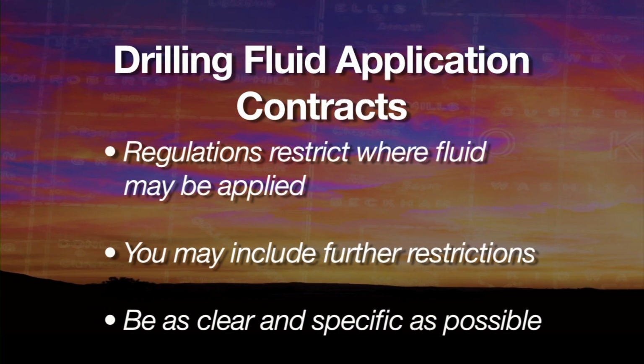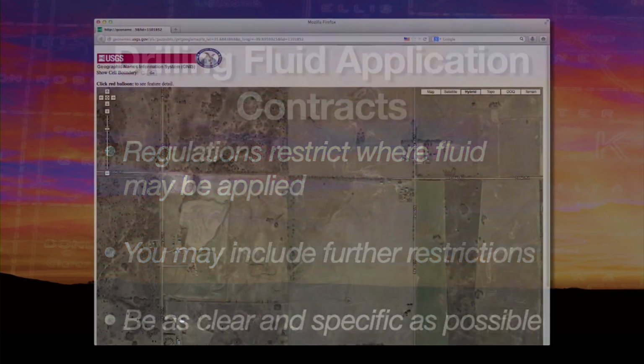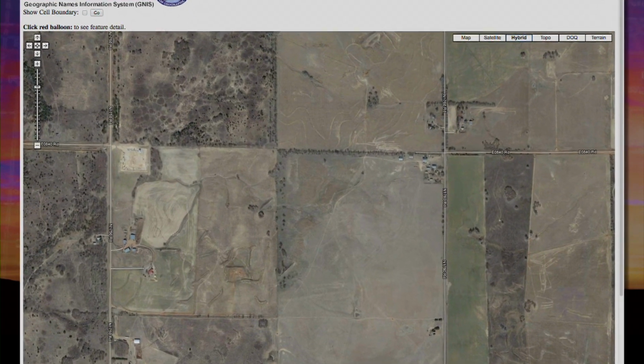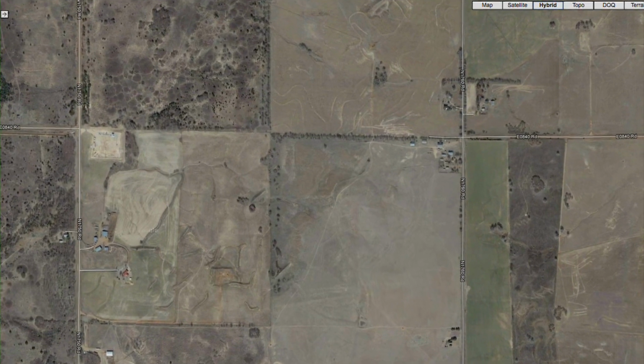So you might have setbacks from things like your house, your barn, wildlife habitat that you're trying to protect for hunting purposes. Make it as easy as possible for the applicator to stay away from those areas by giving them a visual.